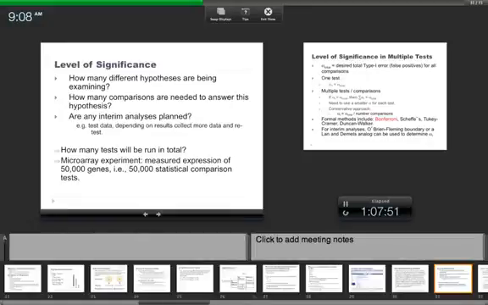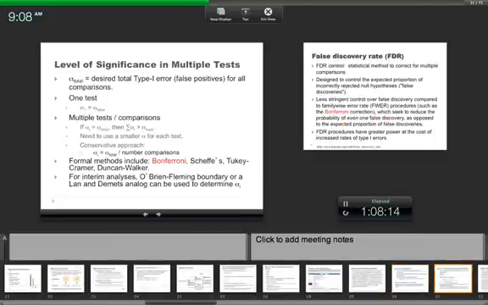How many tests will be run in total? For example, when you're dealing with a microarray experiment, you are talking about 50,000 genes. You're running 50,000 statistical comparisons. So when you're doing just a few, 10 or less, that's no big deal. But when you're dealing with 500,000 tests, that's a big deal.